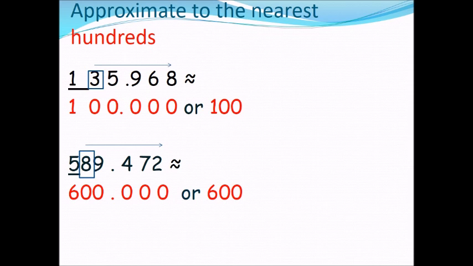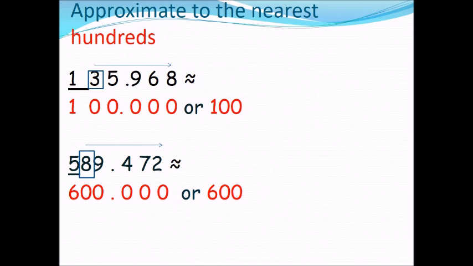Approximating to the nearest hundred. First thing, I will underline the hundreds digit. The hundreds digit here is 1. What is the digit which is beside the hundreds? Tens. So I will circle the 3. Then when I circle the 3, I will put 0 above it, and any number beside it from the right side will be 0 also.